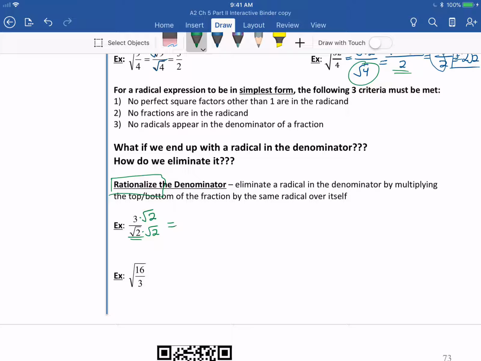So now here on the top, I have 3 times the square root of 2 over, and let's look at this. The square root of 2 times the square root of 2 is the square root of 4. And the reason why we do that is because now what is the square root of 4 on the bottom? Well, I should know that. It is 2. All right. So 3 square roots of 2 over 2. All right. Awesome. Great.